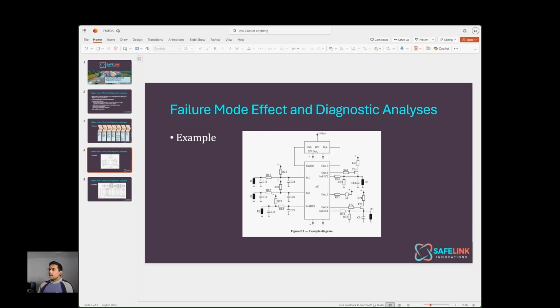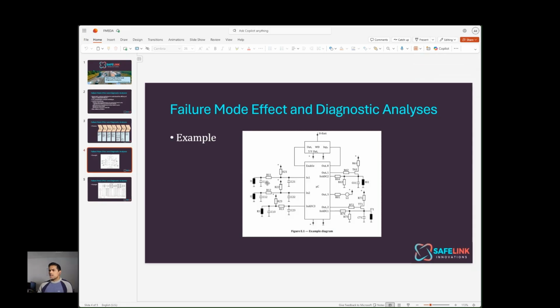We're going to take an example of a circuit and perform an FMEDA on this circuit. This example is taken straight from ISO 26262 chapter 5, and this is available in the annex. For today, we're going to take this example.